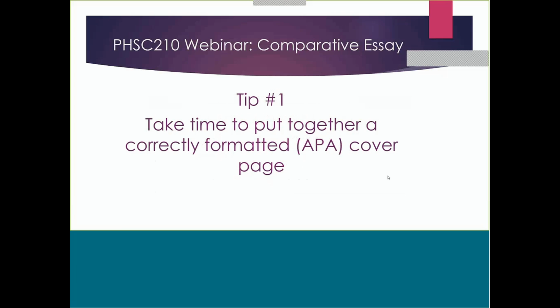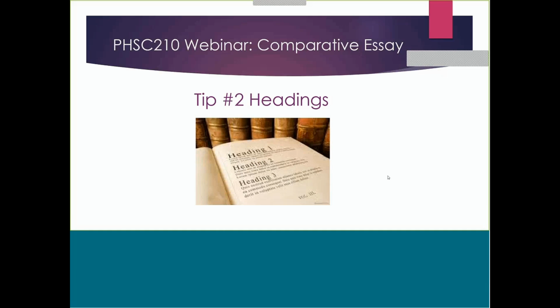So I'm going to go through just the things that I've noticed over the years that sometimes tend to trip students up with formatting. I'm going to go through about 10 tips here fairly quickly about formatting. Tip number 1, take time to put together a correctly formatted APA cover page, and that is covered in the presentation. Tip number 2, headings.